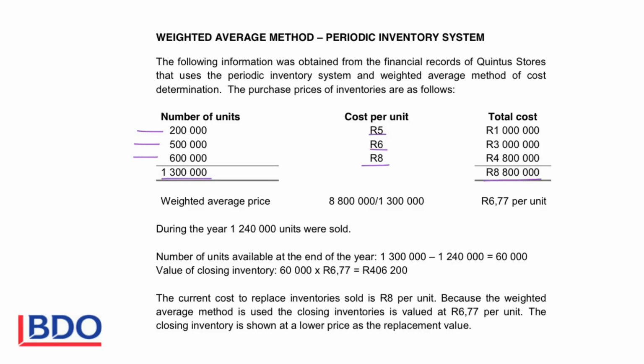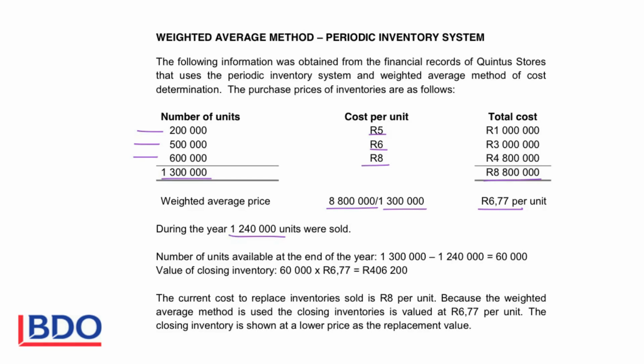If we want to work out what is the weighted average, it means that we take the total cost and we divide it by the total number of units, and that gives me an average price of R6.77 per unit. If we want to know what was the cost price of the goods that was sold, then we can say the total number that was sold during the year was 1.240 units.